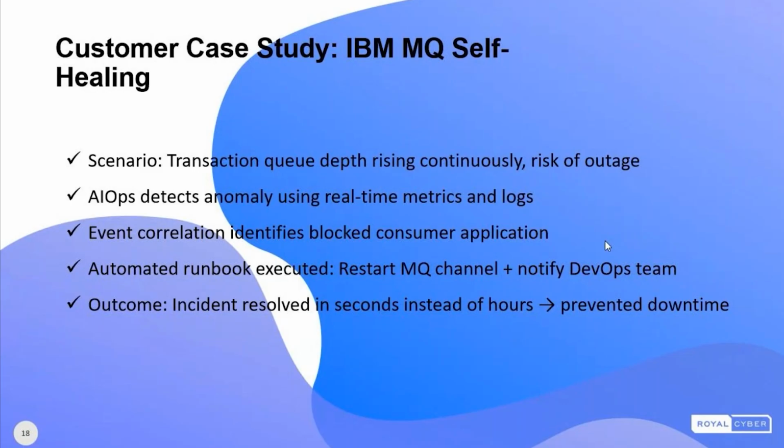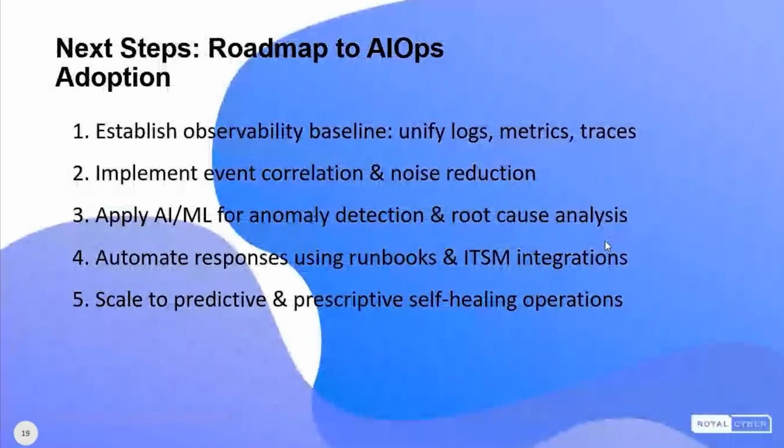Then what will be the outcome? Incident resolved in seconds instead of hours, and prevented downtime. So a final notification can also be sent to all the stakeholders via email or MS Teams or Slack that the issue has been resolved, and you can store that in the database.